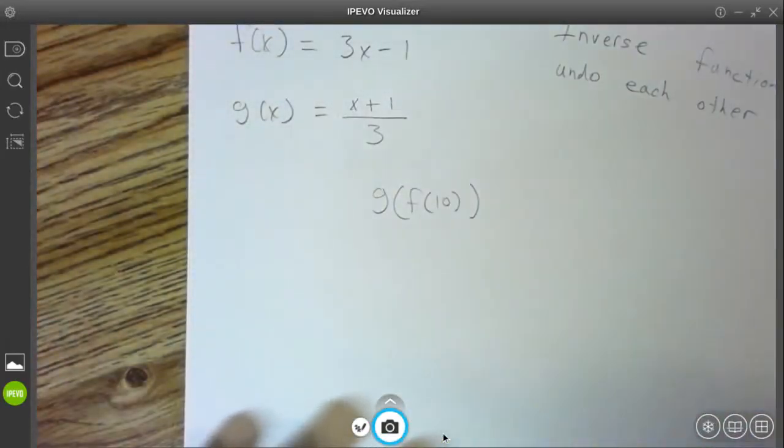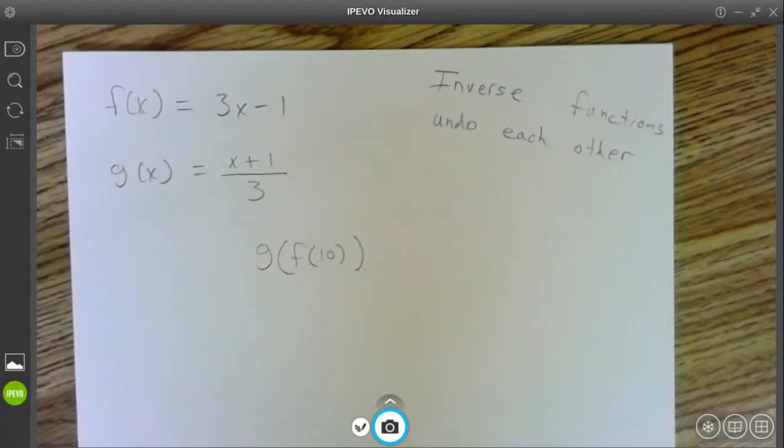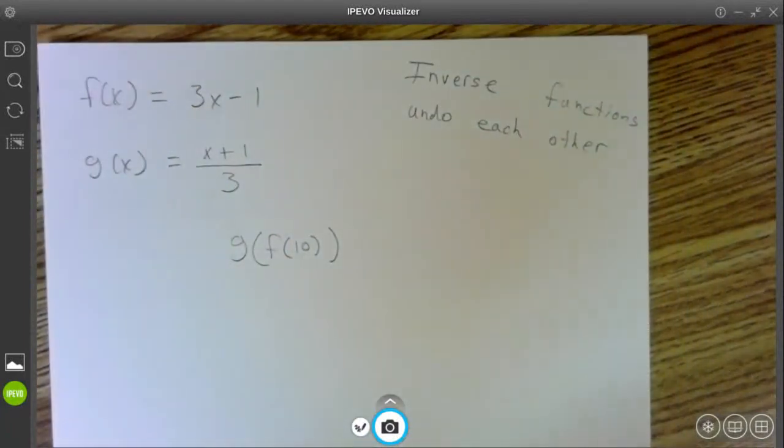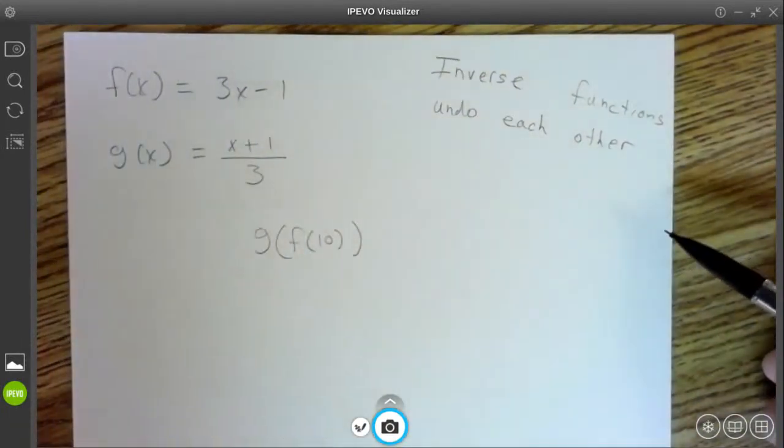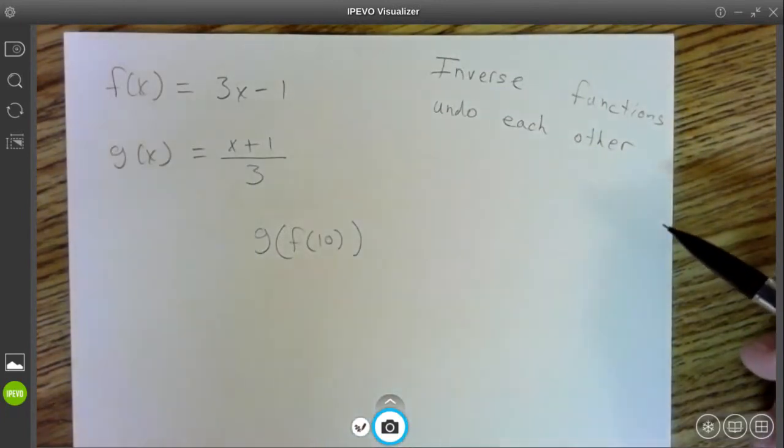All right, so I'm going to look at inverse functions here. Inverse functions are things that kind of cancel each other out. You already know about multiplication and division, how those are inverse operations. Square root and squaring, those are inverses of each other.